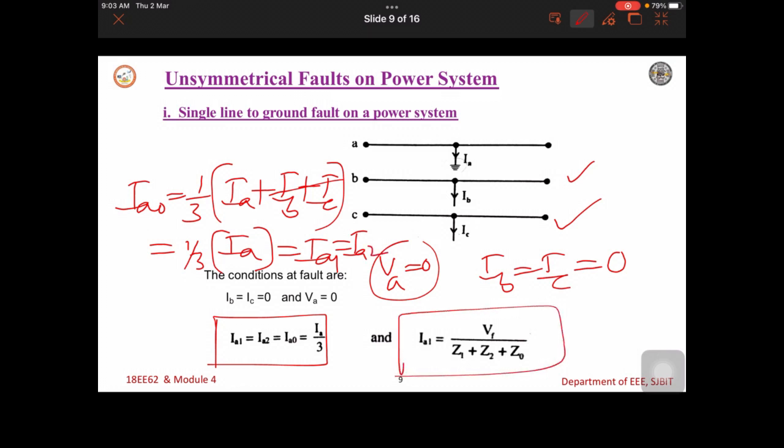And IA1 is nothing but VF divided by Z1 plus Z2 plus Z0. So, this is just like the line to ground fault that I derived in the previous session. The same lines you can use to find the single line to ground fault.